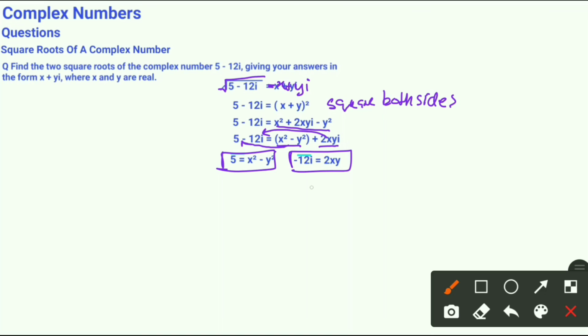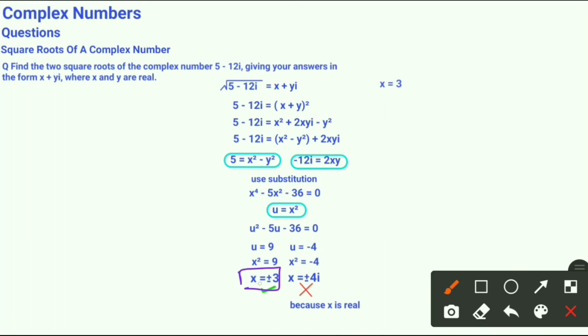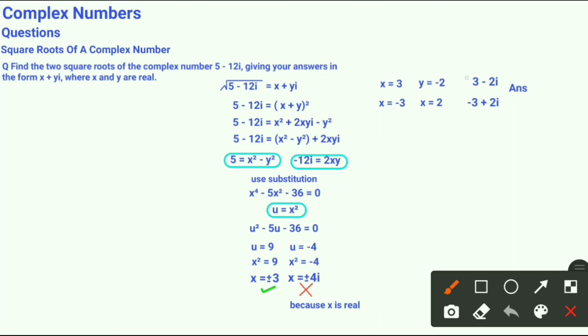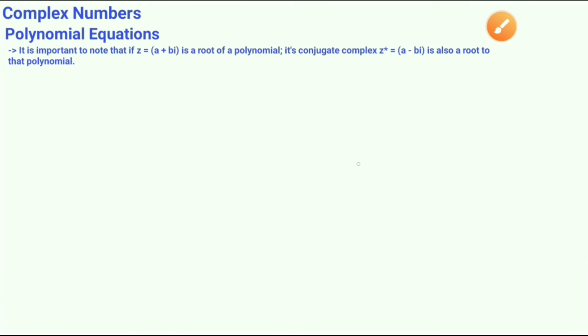Now you will do the substitution, and then you get the values. It also involves a quadratic, but don't worry. So we got two values of x. One is in real form and one is in iota form, but since we know that in x plus y iota, x is a real number, we're going to choose this one, not this one, because x is real. So we got two different forms as the answers.